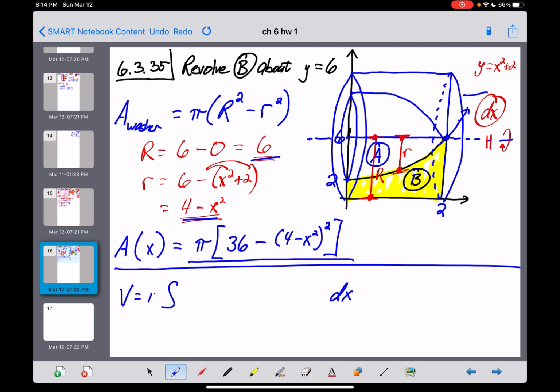So I'll put the pi out in front, and again, I'm not pressed for time right now. You guys might just want to write A of x there and not put the pi out in front, but anyway, 36 minus the quantity 4 minus x squared, squared. Got it. All we're missing now are limits of integration. Lowest and highest values of x. So this region begins right here at the y-axis where x is 0, and it ends right over here where x is equal to 2.